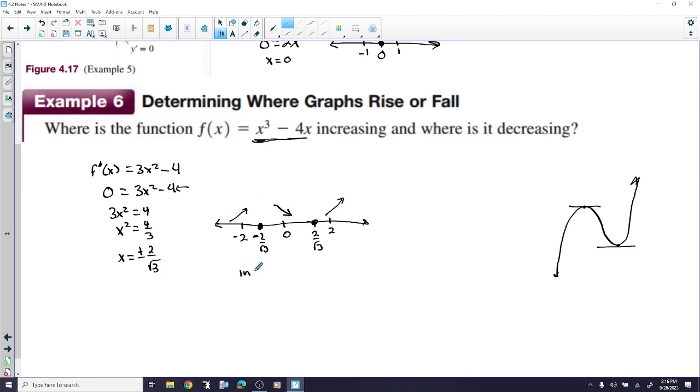So increasing from negative infinity to negative 2 over square root of 3. And then it increases again at 2 over square root of 3 to infinity. Now this is decreasing between those two values, negative 2 over square root of 3 to 2 over square root of 3.